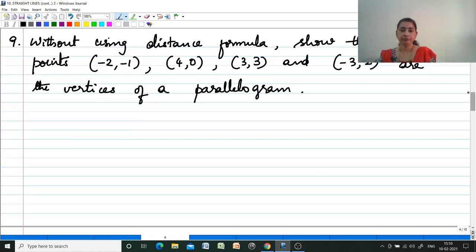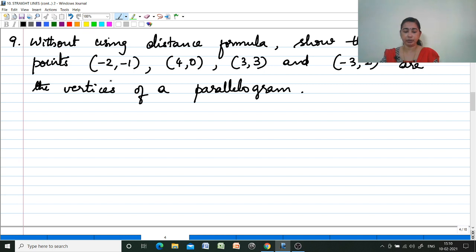Now, next one: without using the distance formula, show that these points are the vertices of a parallelogram. In order to show that these are the vertices of a parallelogram, we have to show that the opposite slopes are equal. The reason is, here opposite slopes are equal, then only it will be parallel. For parallel lines, the slopes are equal.